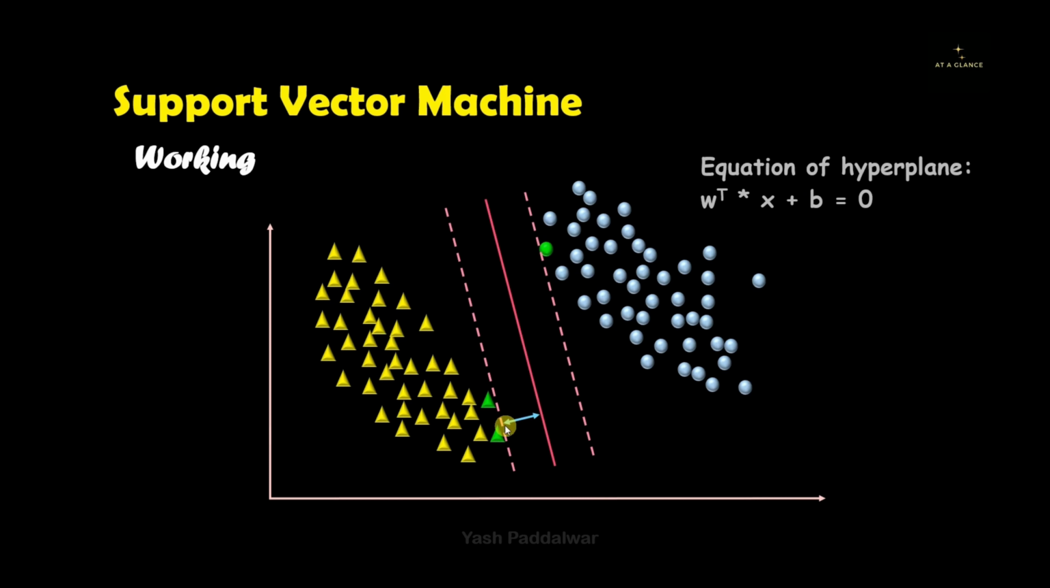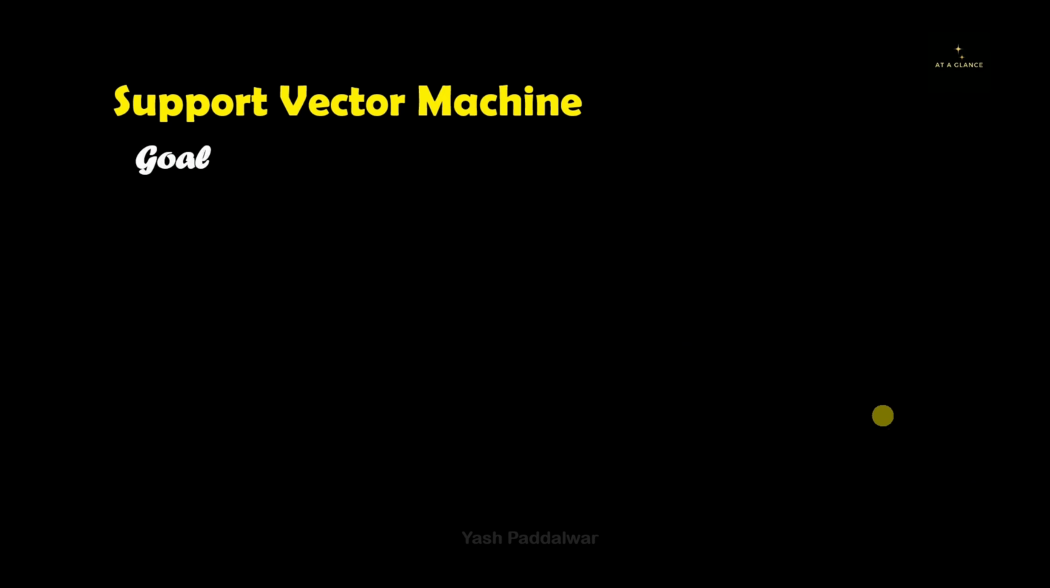Now let's consider the distance between the negative gutter and the hyperplane as d1. Similarly, the distance between the positive gutter and the hyperplane is d2, and the distance between both the gutters is called the margin. You can see that the margin is nothing but the summation of these two distances, d1 and d2. Now, this margin distance plays a very important role in the support vector machine algorithm.